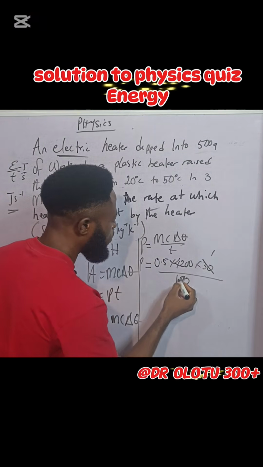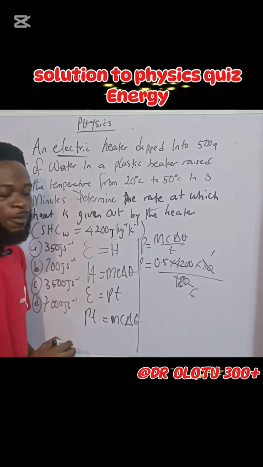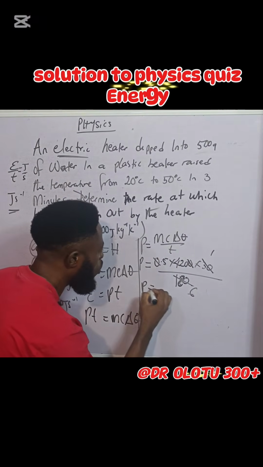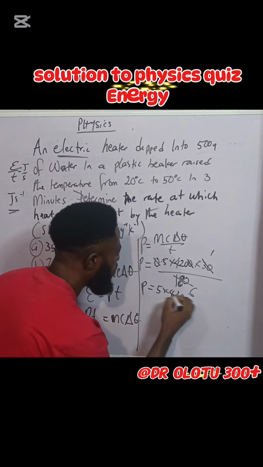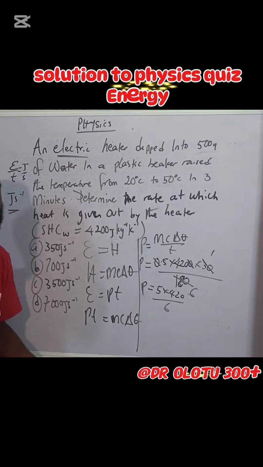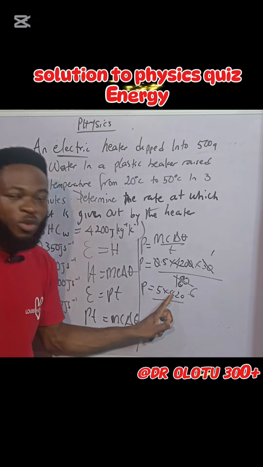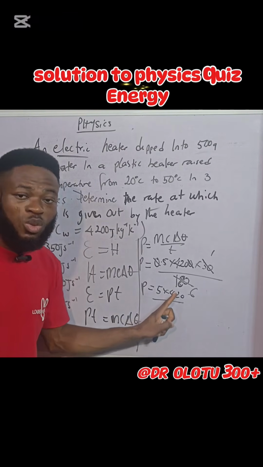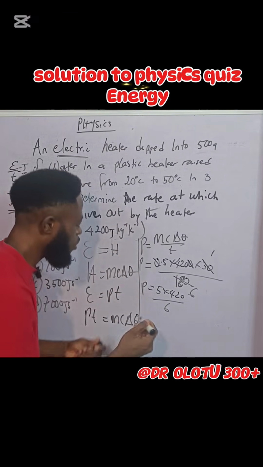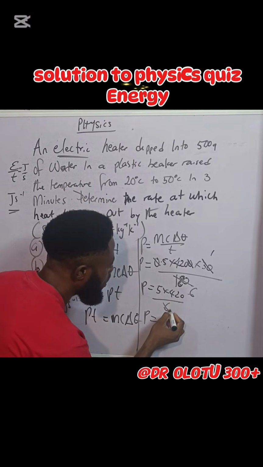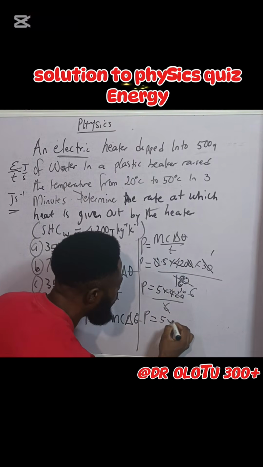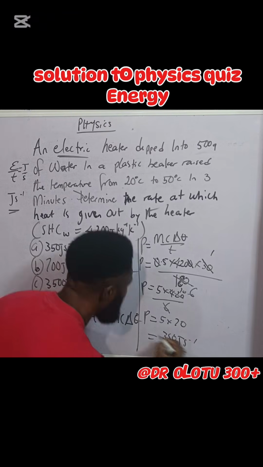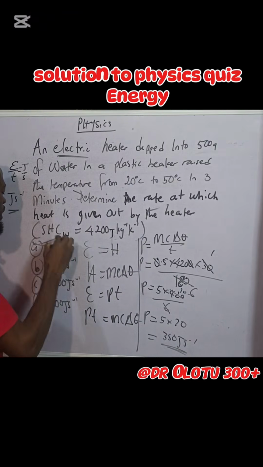30 over 1, 30 over 6. 0 cancels 0. You are left with P equal to 5 times 420 over 6. What can go? Now, 6 can go into 42. 6 into 42 is 7, so 70. So I'll say P is equal to 5 times 70. Your answer is 350 joule per second, which is option A.